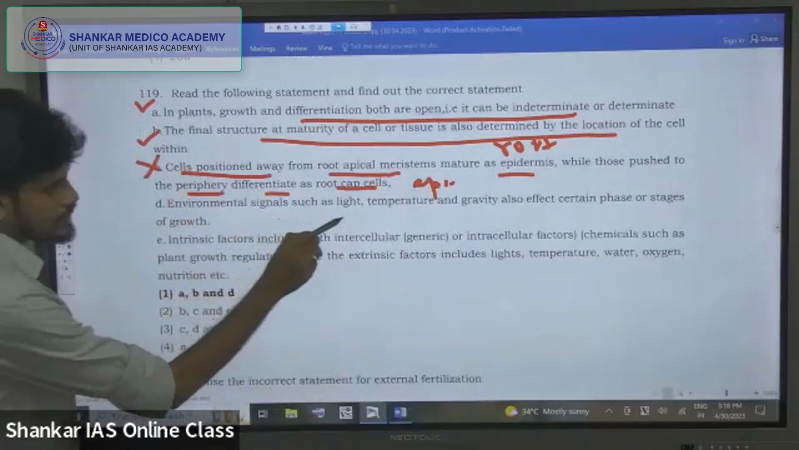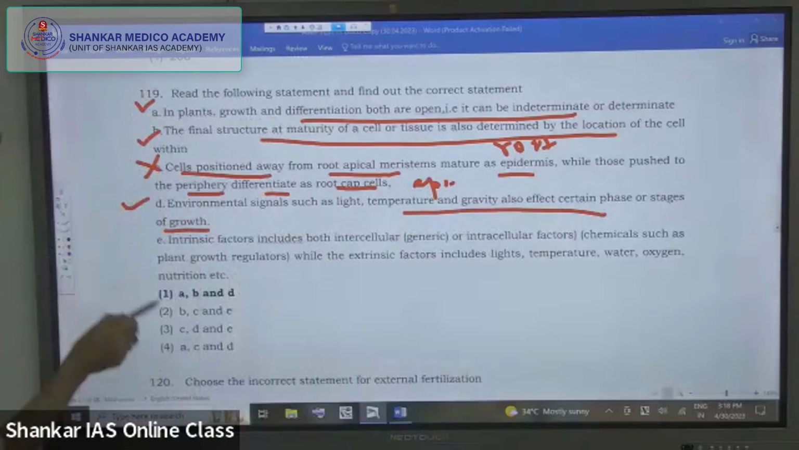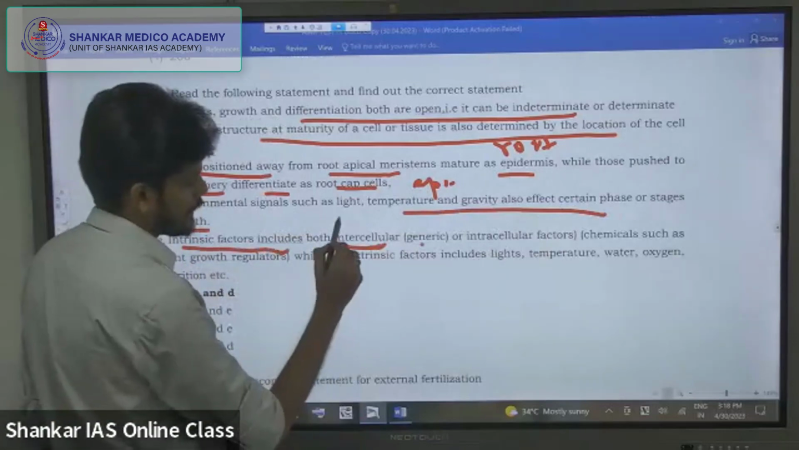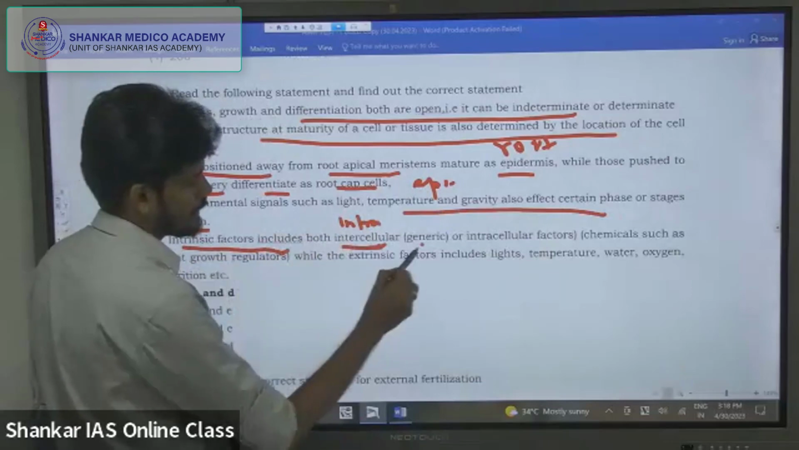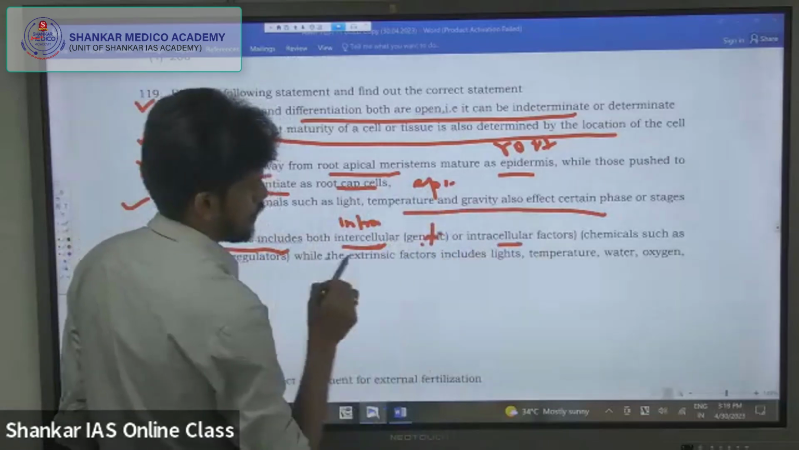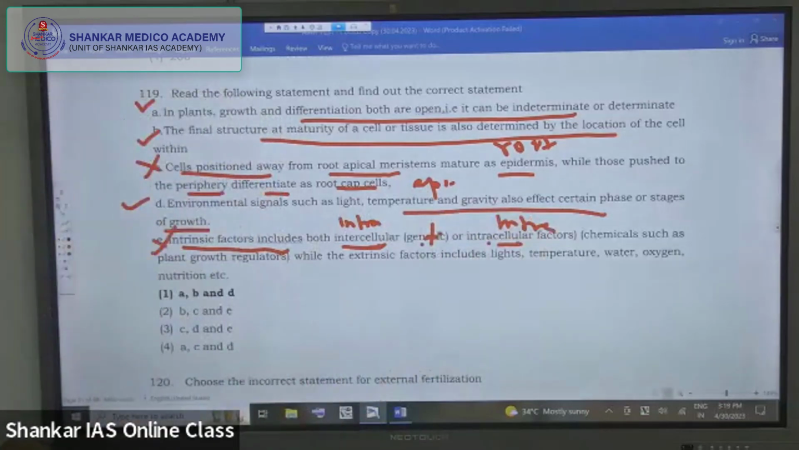And environmental signals will also control certain phases, stages of the growth. That is also correct. Here intrinsic factor, intercellular. It is not intercellular, it is intracellular. Genetic factor will be intracellular. This will be the intercellular. So here they have given it as intracellular, so this will be wrong. So out of these, C and E will be wrong. A, B, D will be the correct statements.